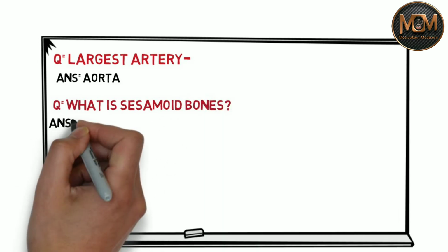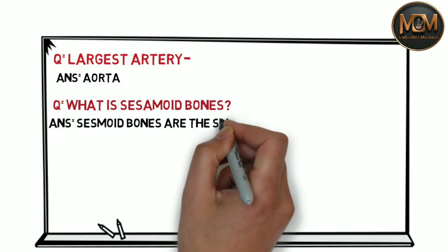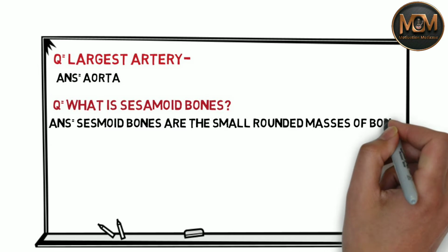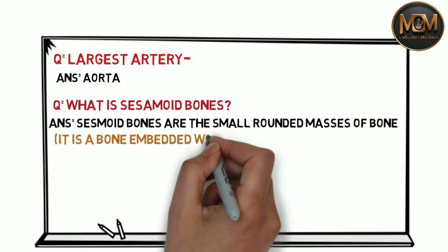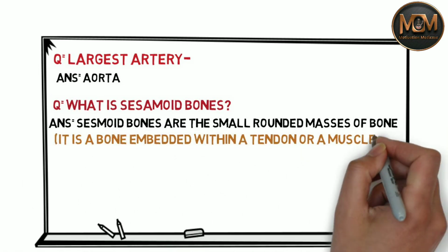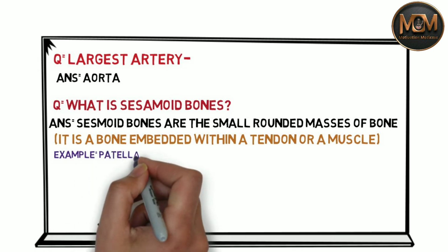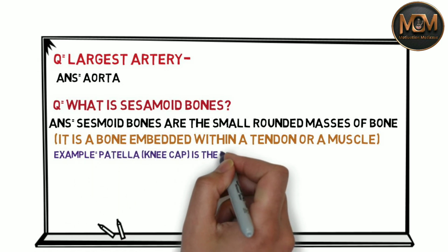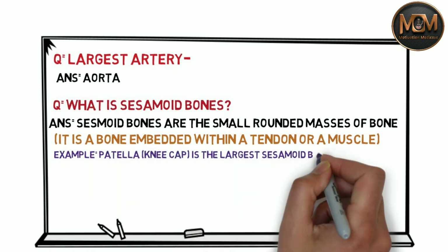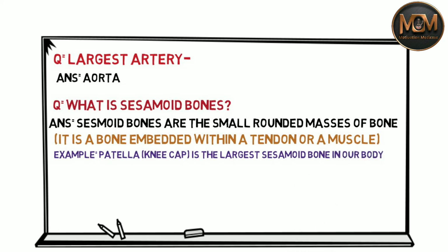Now let's take another question: what are sesamoid bones? The answer is, sesamoid bones are small rounded masses of bone, or we can say a bone embedded within a tendon or a muscle. An example of a sesamoid bone is the patella, or the kneecap. The kneecap is the largest sesamoid bone in our body.